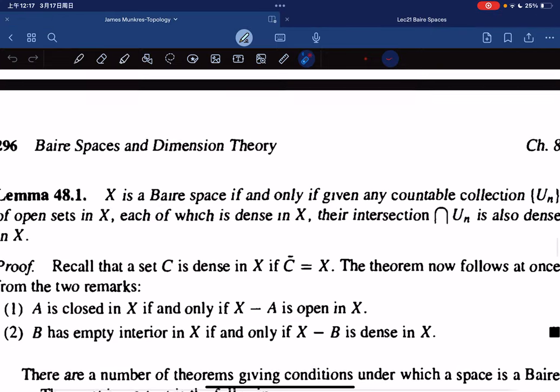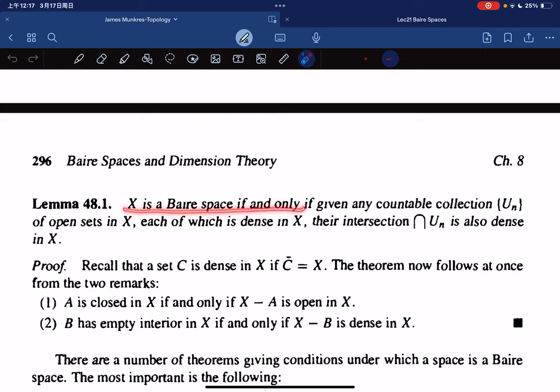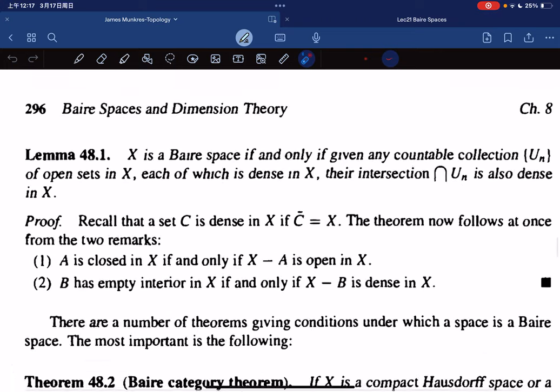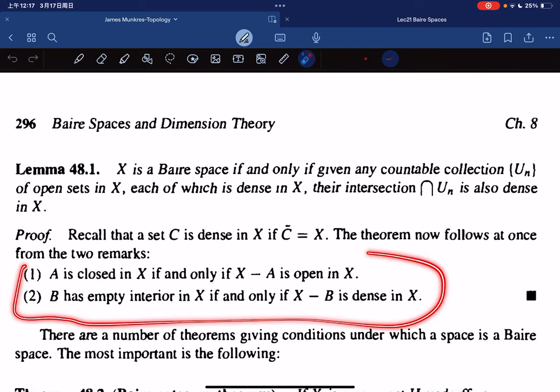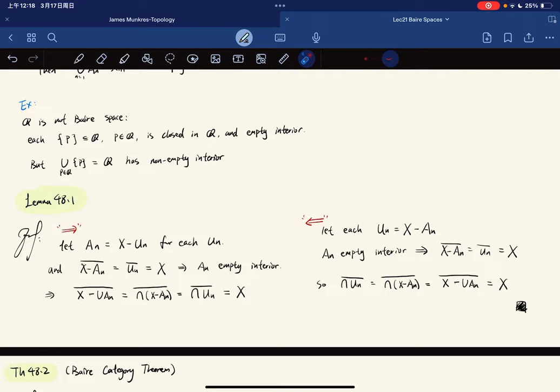So here is a lemma, the characterization of Baire space: X is a Baire space if and only if, in the open version, any countable collection of open sets, each of which is dense, has a countable intersection that is also dense in X. As stated in the book, we are just using these two remarks. You could pause and take a look if you want, because it's just by De Morgan's law and the definition, so I skip it.